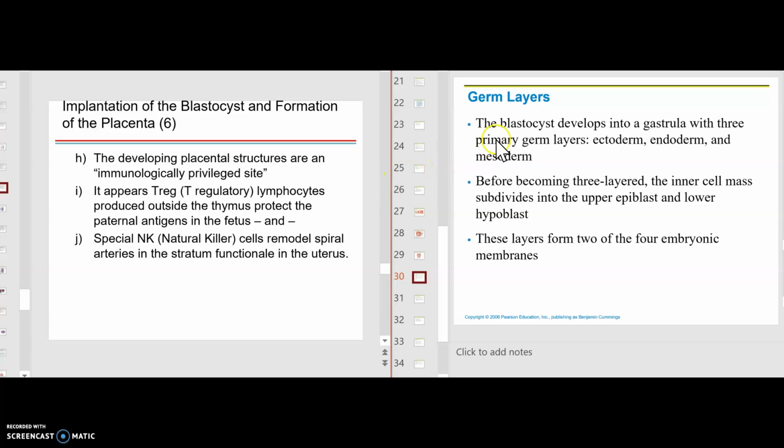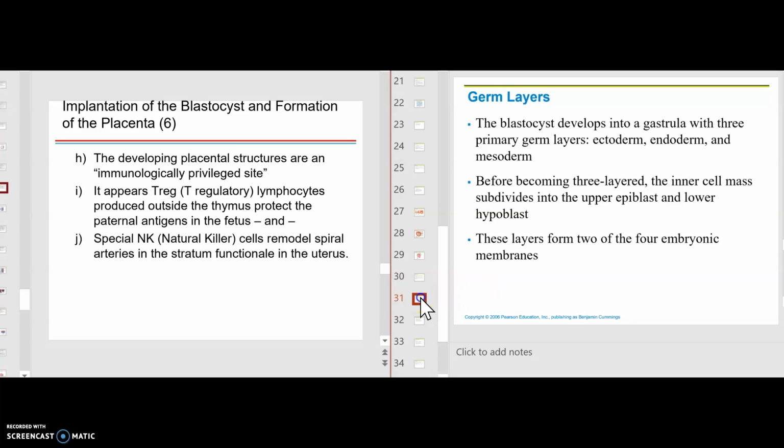All right, I come over here, and now we're looking at these germ layers. Germ layer stands for germination. There are 3 germ layers, as we'll discuss, that you should have discussed in ANP1 also: endoderm, mesoderm, and ectoderm. So the blastocyst develops into a gastrula. Gastrulation is the process of forming the 3 germ layers, ectoderm, mesoderm, and endoderm. Before becoming a 3-layer embryo, the inner cell mass subdivides into an upper epiblast and a lower hypoblast. These layers form 4 embryonic membranes.